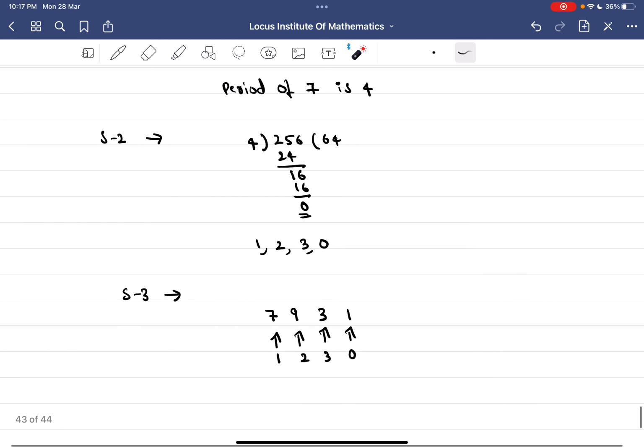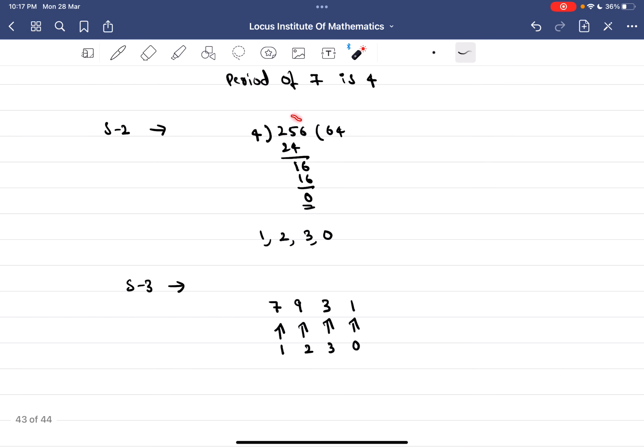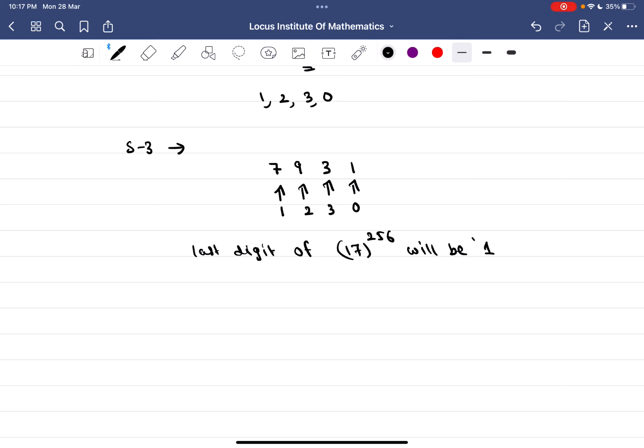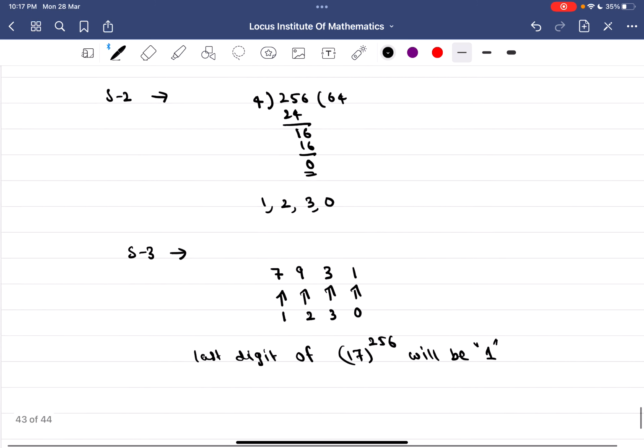But in this particular question, when you divide the power, that is 256, by the period 4, we got the remainder 0. That's why the last digit of the given number will be 1. So this is the answer. Therefore the answer for this question is, the last digit of 17 power 256 will be 1. This is the short method to find the last digit of a number.